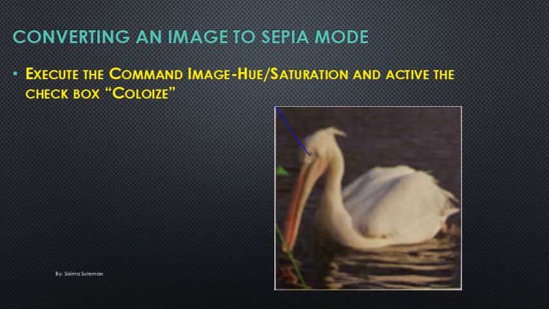Now, converting an image to sepia mode. So actually, what is sepia mode? Sepia is a reddish brown color named after the rich brown pigment derived from the ink sac of the common cuttlefish, Sepia. So when you change the color into sepia, the result will be a reddish brown color with some pigments. For changing the image to sepia mode, execute the command Image, Hue, then Saturation, and activate the checkbox Colorize.